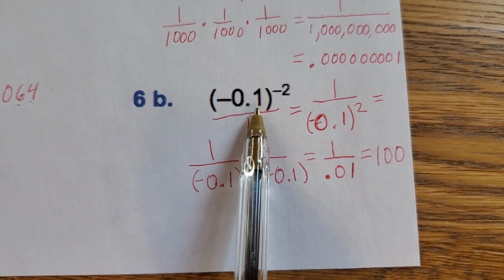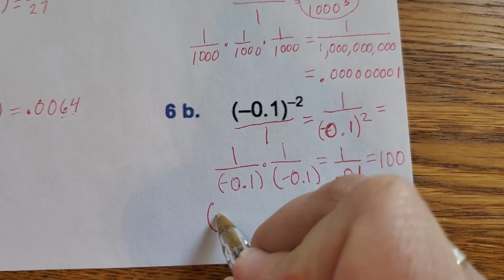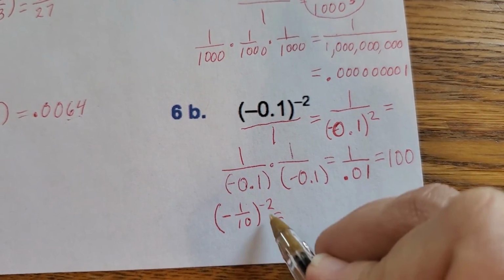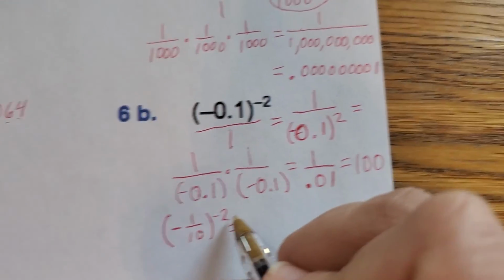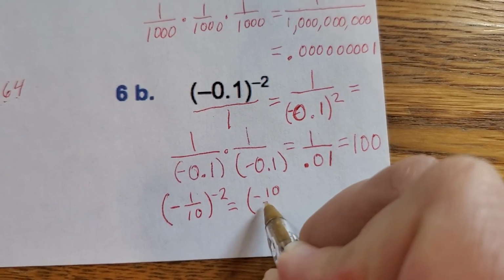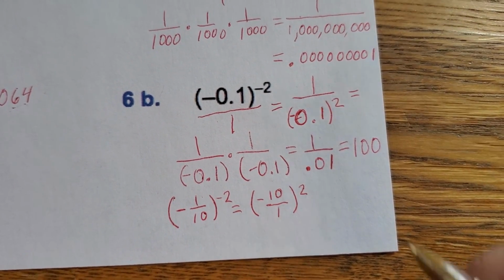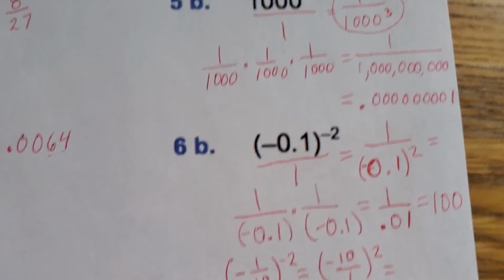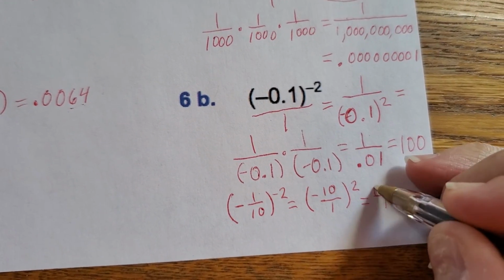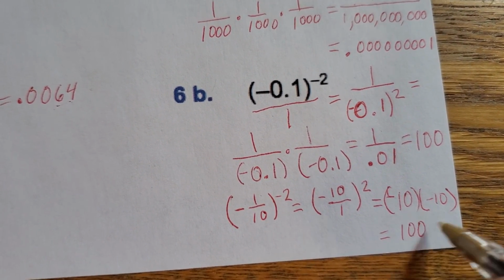This is representing negative 1/10. So we could change this to a fraction if we wanted to. We could represent this as negative 1/10 to the negative 2 power. We have that fraction form already, so that negative exponent is telling me to flip it. So negative 1/10, when I flip it, becomes negative 10 over 1. And when I do that, that's going to change to a positive 2. And so now all I have, sorry, my paper keeps slipping, is negative 10 times negative 10. And negative 10 times negative 10 is positive 100.